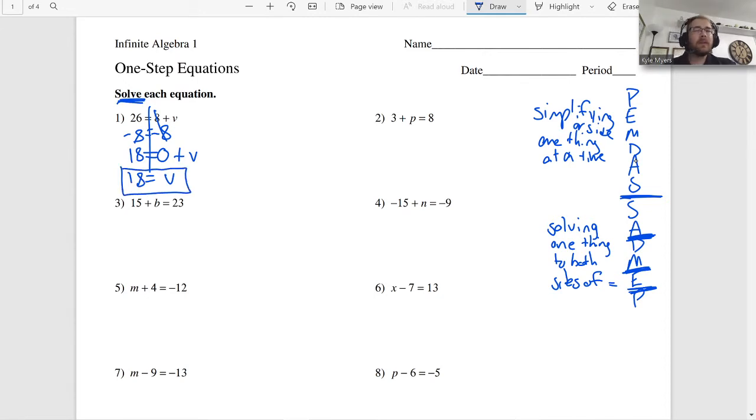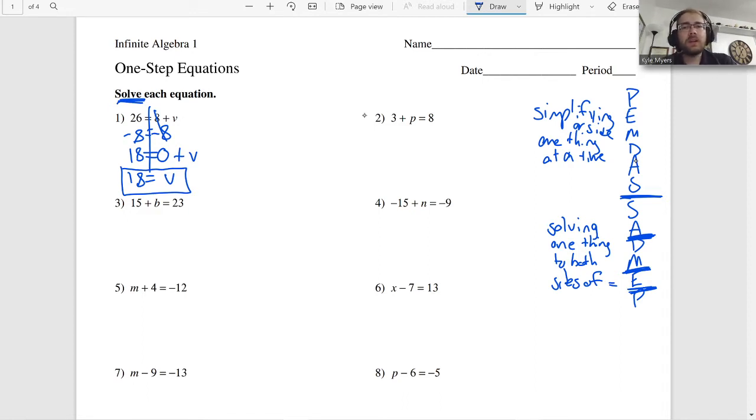All right, that was pretty slow, but as I go, I'm going to start to pick up the pace a little bit. If you need me to go slow, stick with me for these couple. If you need me to go faster, you can hit double speed, or skip forward a little as I go faster with the later problems.